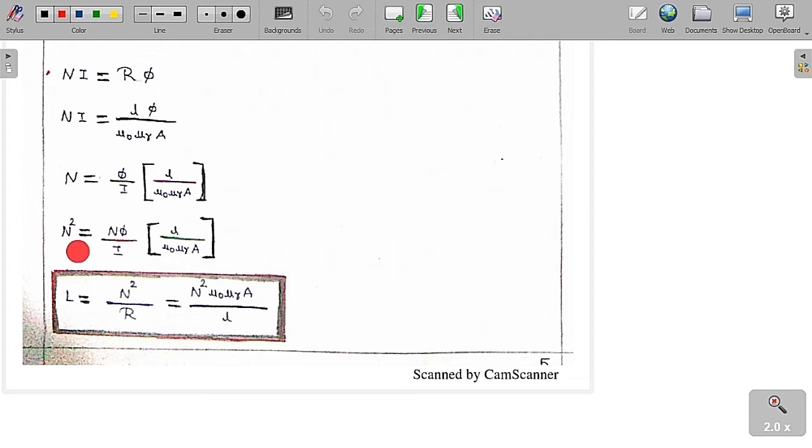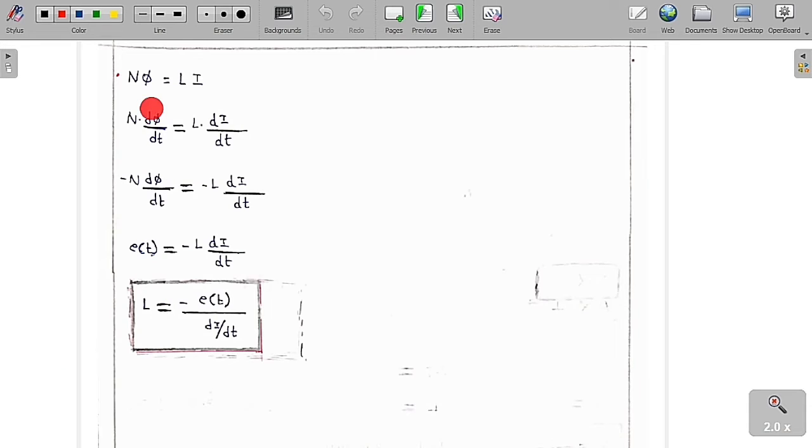Anything is correct, because N square by R is equal to N phi by I, and N phi by I is nothing but L. So N phi is equal to L into I. I have already told you, overall flux linkage is N phi is equal to Li. So do the differentiation on both sides: N into d phi by dt is equal to L into di by dt. And keep negative on both sides: minus N d phi by dt is equal to minus L di by dt. Minus N d phi by dt is nothing but the voltage induced, E of t, is equal to minus L di by dt. So if I want L, it is equal to minus E of t by di by dt.